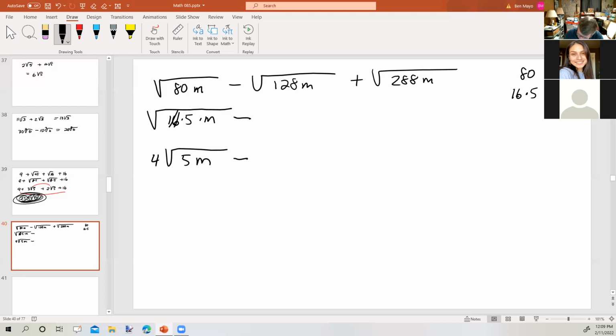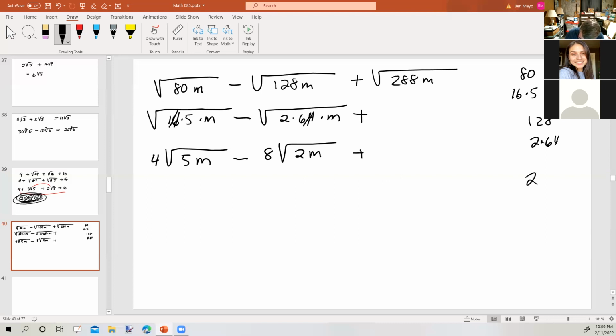Minus 128 is 2 times 64. And let's see, the square root of 64 is an 8 outside, and left inside is the square root of 2m. Okay. So already I've got 2 simplified radicals that don't match, do they?